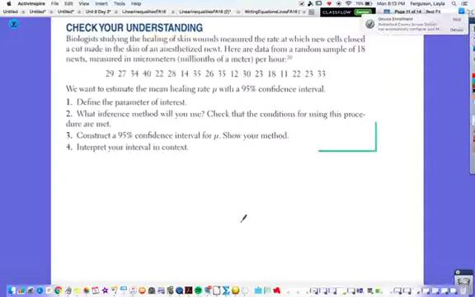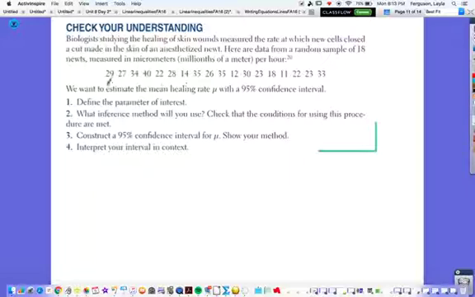All right, so check your understanding. Biologists studying the healing of skin wounds measured the rate at which new cells closed a cut made in the skin of an anesthetized newt. This means they got anesthesia. Here are the data from the random sample of 18 newts measured in micrometers, millionths of a meter per hour.